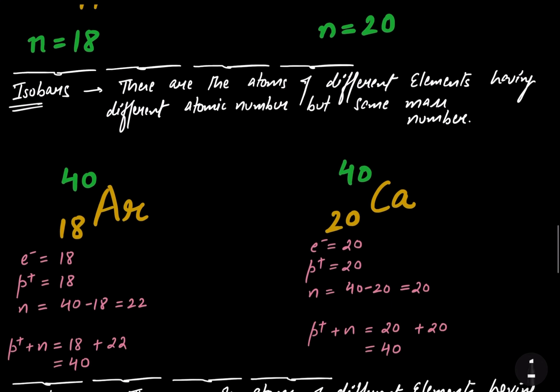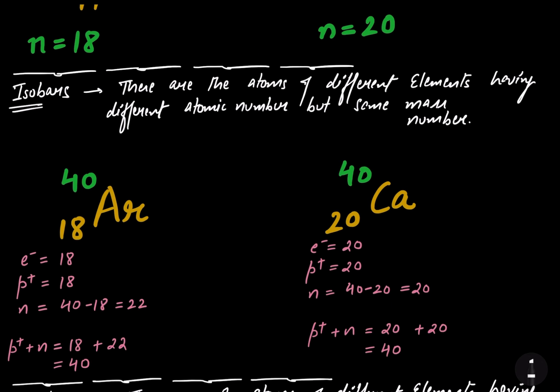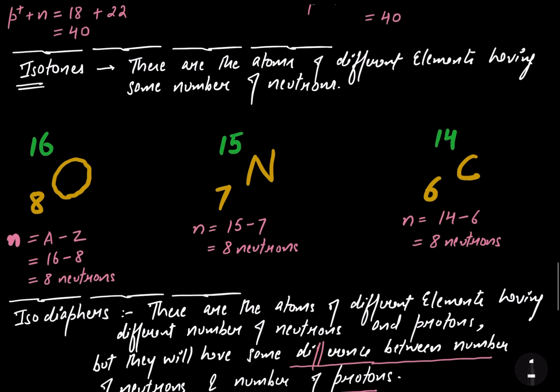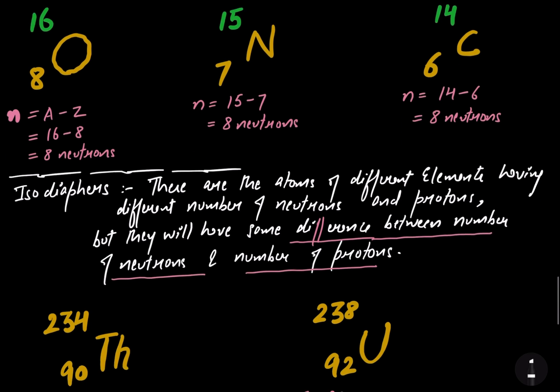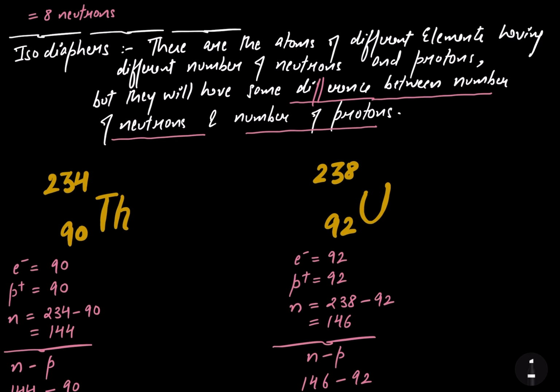Now, what's the isobars? These are the atoms of different elements having different atomic number, but they will have the same mass number. I have taken an example of argon and calcium. And in case of isotones, again these are the atoms of different elements, but they will have the same number of neutrons. And in case of isodiaphers, these are the atoms of different elements having different number of electrons, protons, neutrons, but they will have the same difference between the number of neutrons and the number of protons.